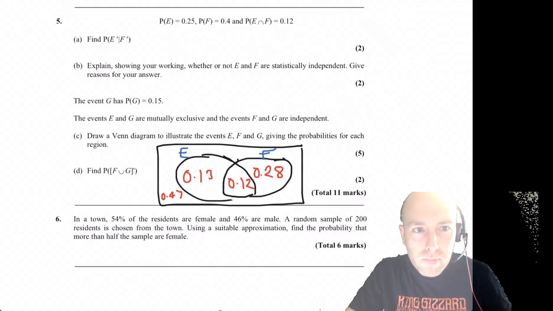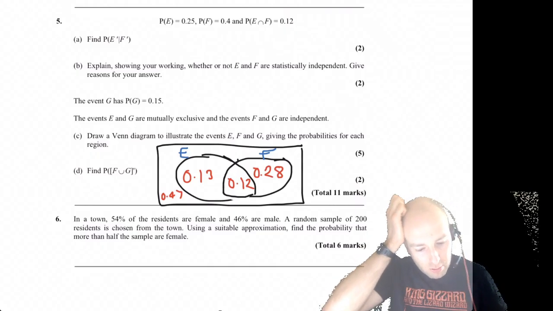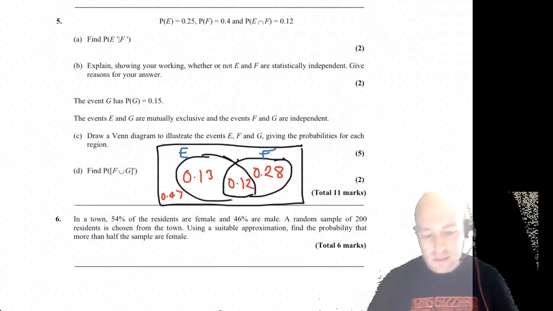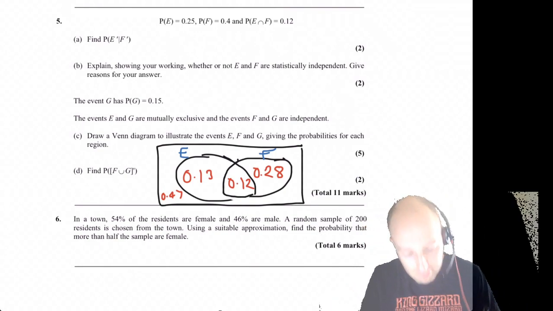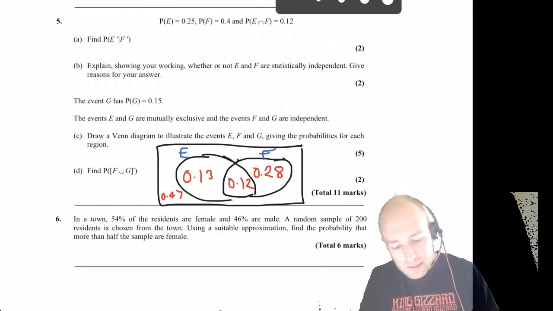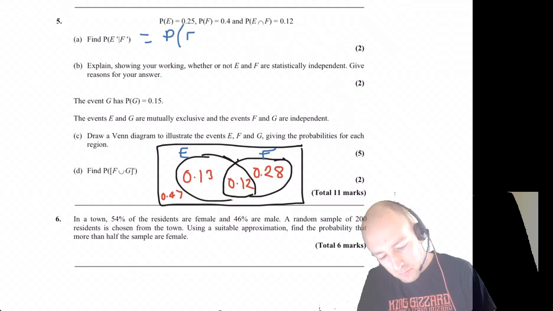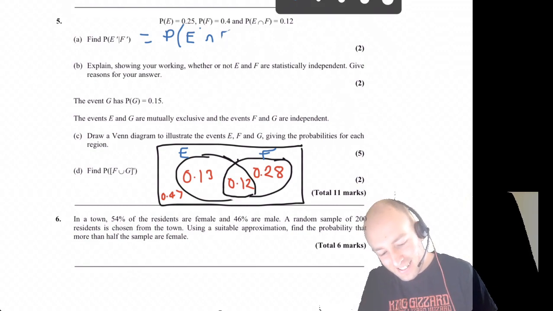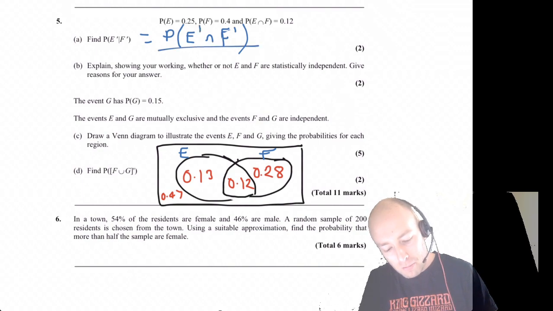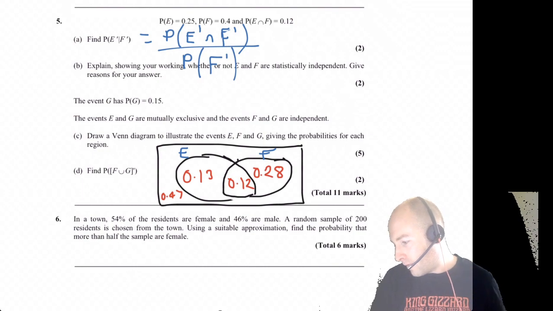All right. So yeah, there's our completed Venn diagram. So we're trying to find the probability it's not E given it's not F. So we need the probability. If we use the equation, this is going to be the probability of not E and not F divided by the probability of not F. Thanks, Caleb.